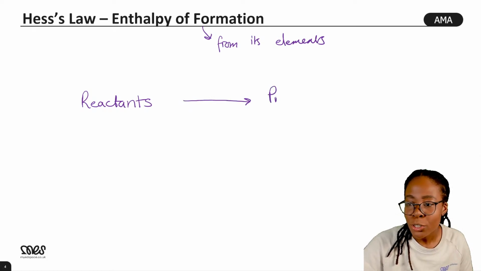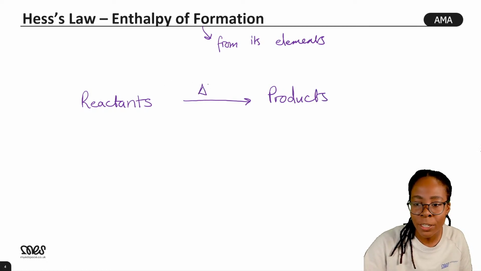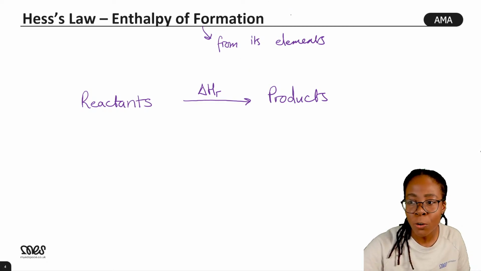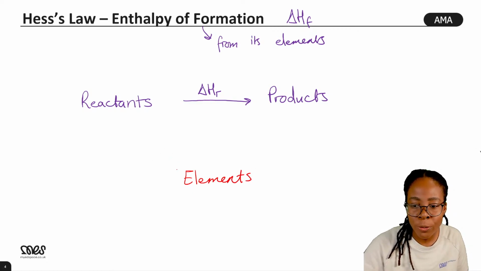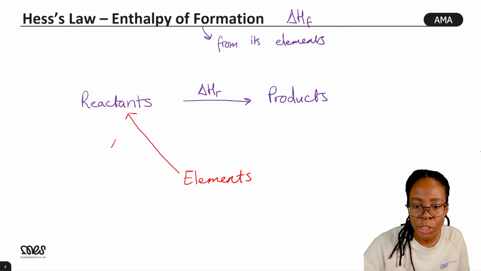So reactants to products. But again, let's say we can't figure out that enthalpy change directly. So if we're given enthalpy of formation data, then we can go via the elements. So we can put the elements down here at the bottom of our diagram. And so going from the elements to the reactants, that would be the enthalpy change of formation for the reactant.